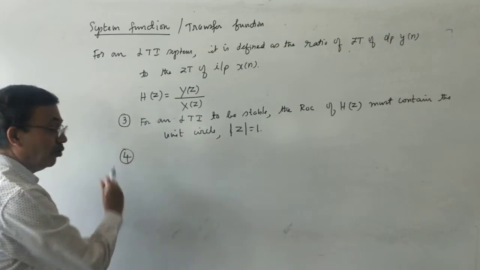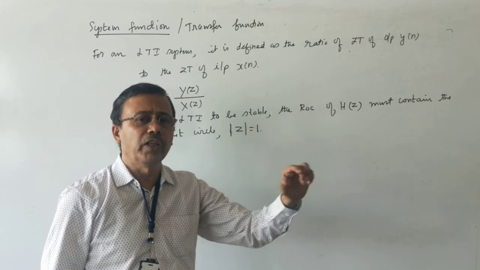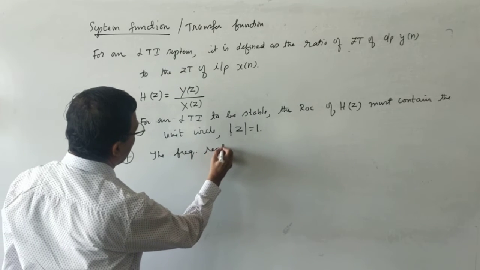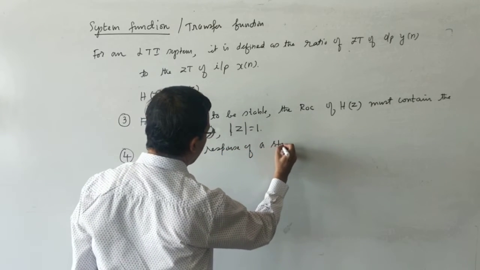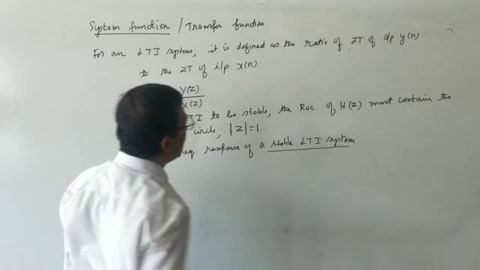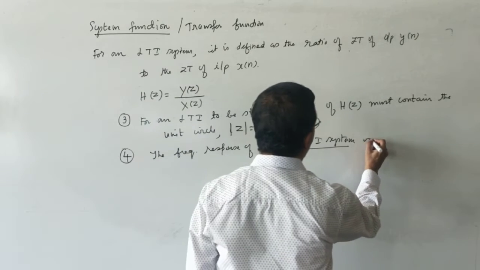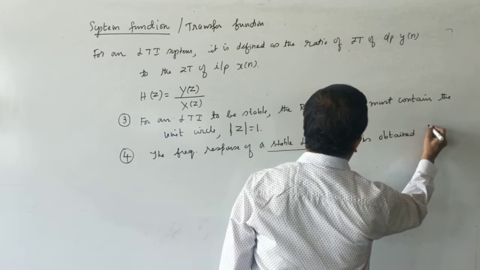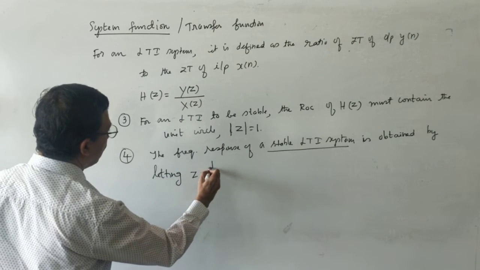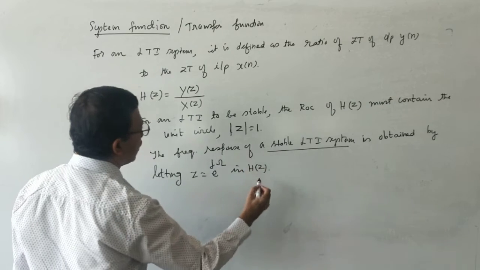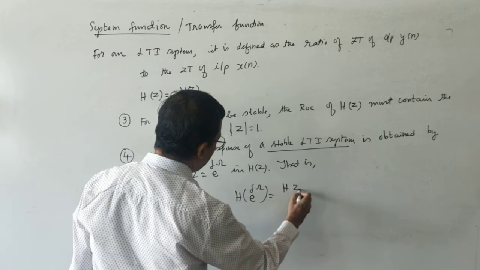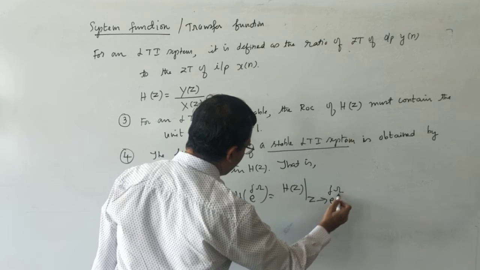Frequency response. What is frequency response? The response of the system when the frequency of the input signal is varied is called frequency response. Very important: frequency response is a concept applicable only for a stable system. The frequency response of a stable LTI system is obtained by letting z equal to e to the power j omega in H of z. That is, H of e power j omega is equal to H of z with z replaced by e power j omega.